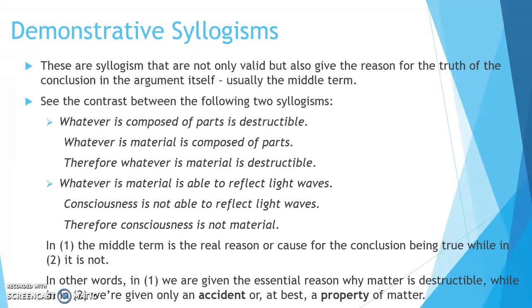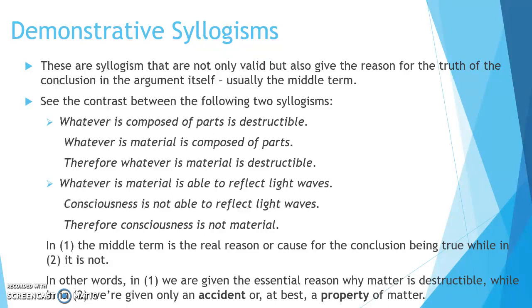In number 1, the first example, the middle term is the real reason or cause for the conclusion being true, while in 2, it is not. In other words, in 1, we are given the essential reason why matter is destructible. So, composed of parts, this is the middle term, gives the real reason why matter is destructible. Right? But in 2, we're only given an accident, or at best a property of matter.